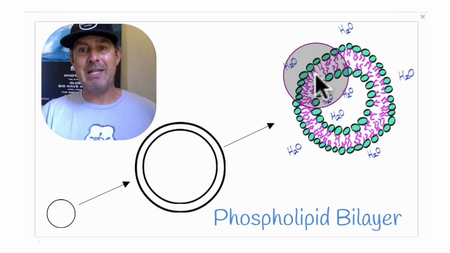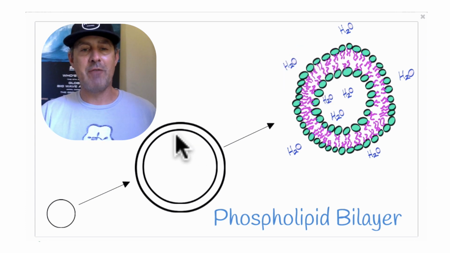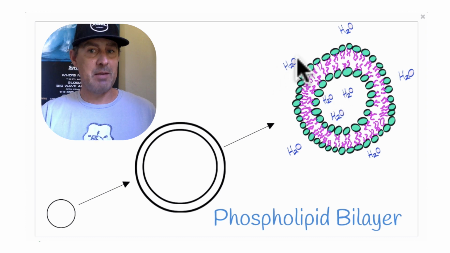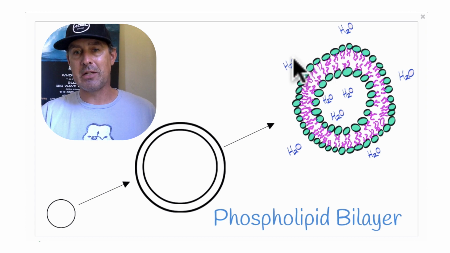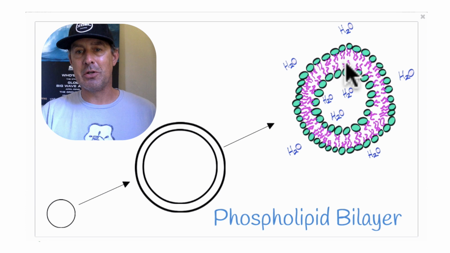The lipid tails are always going to be facing away from the water. So we have this inner membrane here, which is represented right here, where we have the phosphate heads facing the H2O. The phosphate heads are polar, water's polar, so they get along with each other. The same is true on the outside where we have water, and these phosphate heads are interacting with the water. In both cases, we have the lipid tails occupying the interior of this cell membrane.